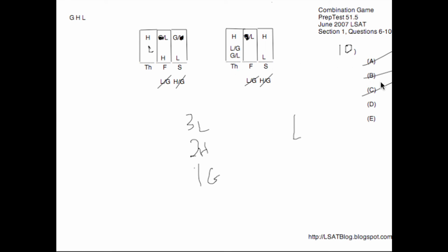So B is gone, and then we're down to D and E, but of course H is never first. Only L and G could be first. H is the last on that day, and there is definitely something coming before it on both of those days. So for that reason, E is gone, and D is our answer to 10.